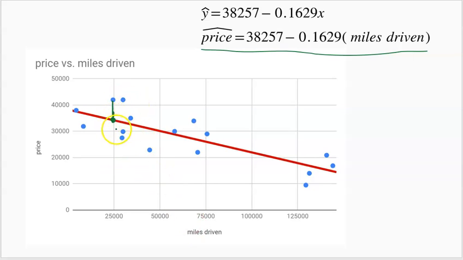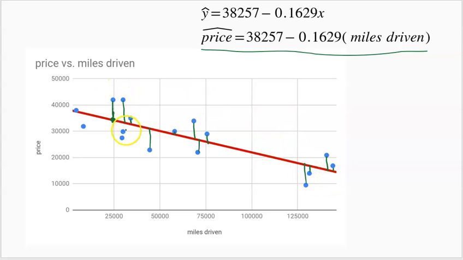So the prediction for 25,000 miles was a little bit below the actual. So you could literally put little vertical lines here. Some predictions are a little bit bigger, some a little bit smaller. This one's really small, you can barely see it. And every single dot has a residual. Think, again, vertical errors. It's the vertical distance between the actual point and the predicted.